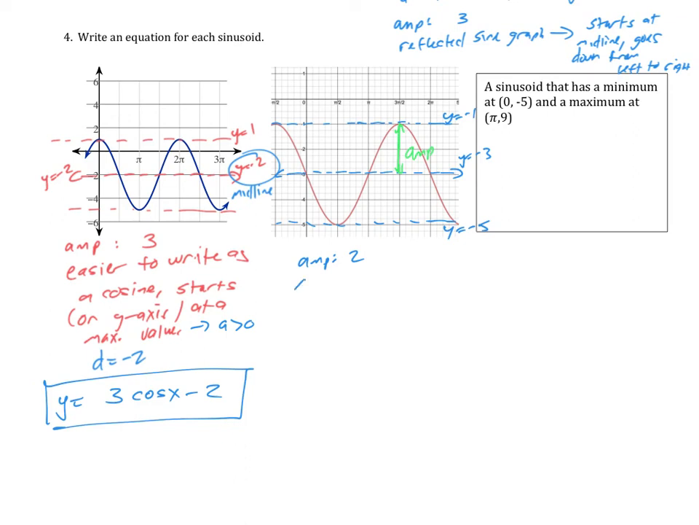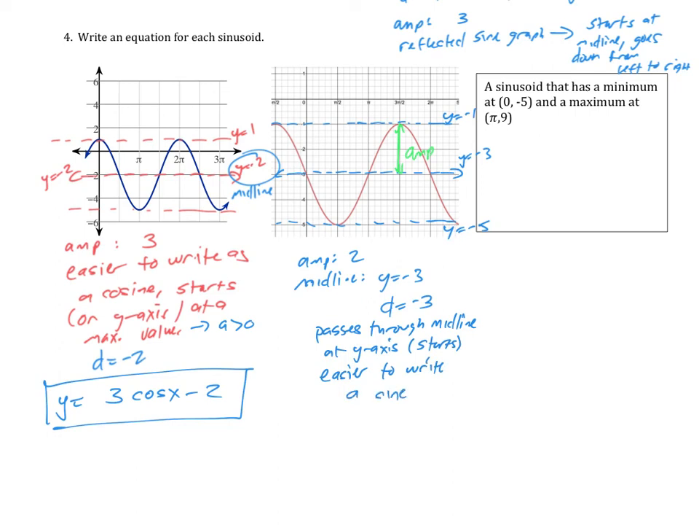The midline is at y equals -3, which means D is -3. And now we have to decide, do we want to write this as a sine function or a cosine function? So let's look at where it starts. On the y-axis, it's passing through the midline. Okay, so I'm going to jot that down. Passes through midline at y-axis. So this is kind of where it starts. And that means it'll be easier to write a sine. So it'll be easier to write a sine function for this graph.